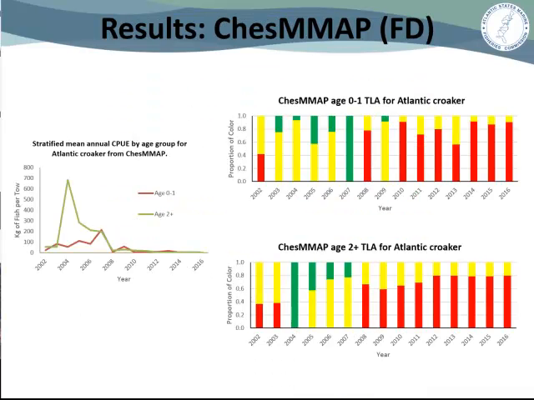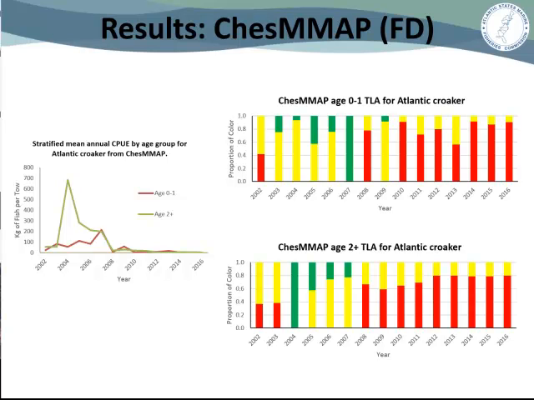Okay, CHESMAP. One thing with CHESMAP is you see there's the catch per unit effort, which is the figure on the left, was much more pronounced for ages 2 plus, particularly due to those peak values from 2004 through 2007. But then the overall trends in the traffic light show the decline for Croaker in both ages 0 to 1 as well as age 2. And the catch levels were much higher in CHESMAP in the first 5 years of the survey, whereas since 2008, the catch levels have been extremely low.